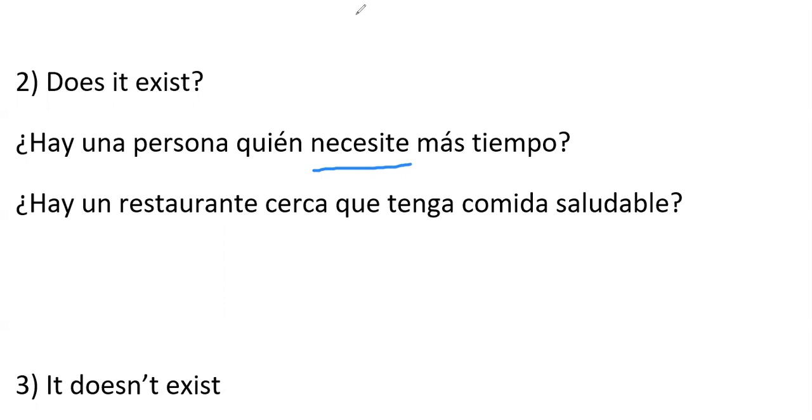Whenever you're asking about whether this person or thing exists, we use the subjunctive in the adjective clause. In this case, the adjective clause is not with a que, it's with a quien. You say, ¿quién necesita más tiempo? The second example, is there a restaurant close that has healthy food? Hay un restaurante cerca que tenga comida saludable. We use tenga in this one because we're asking whether or not this close restaurant exists. We don't know. Is there one? Whether there is or there isn't, it doesn't matter. We still ask that question.